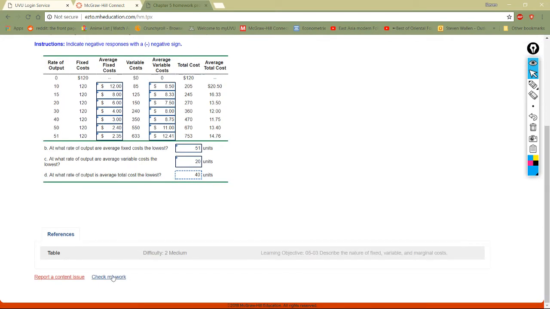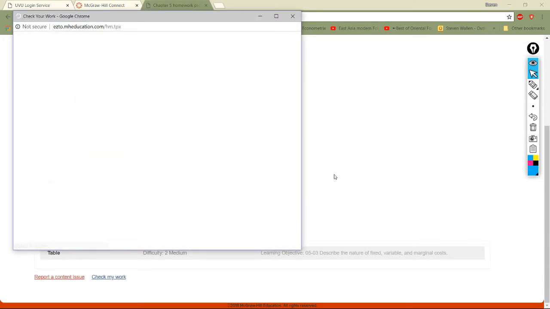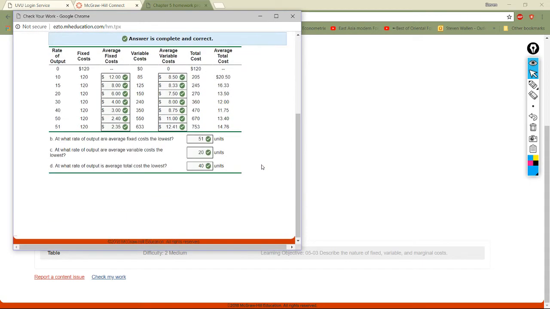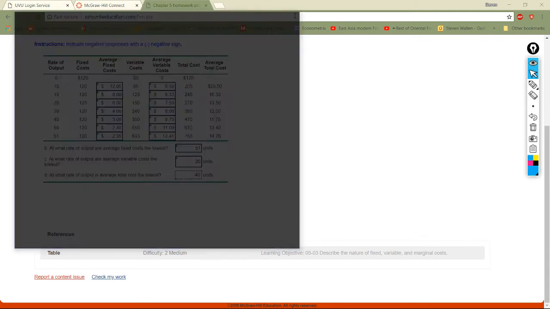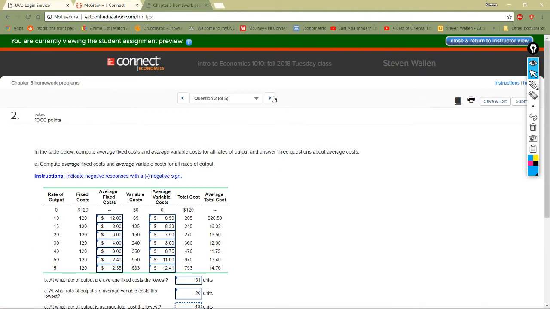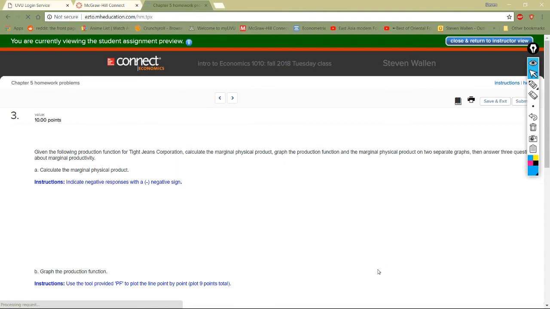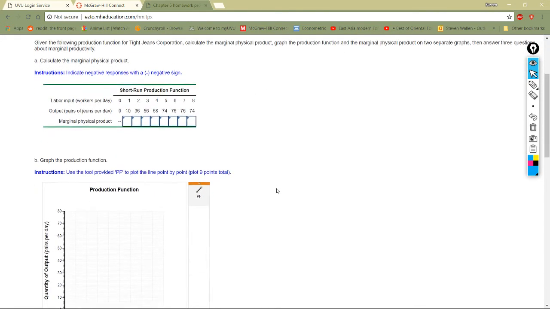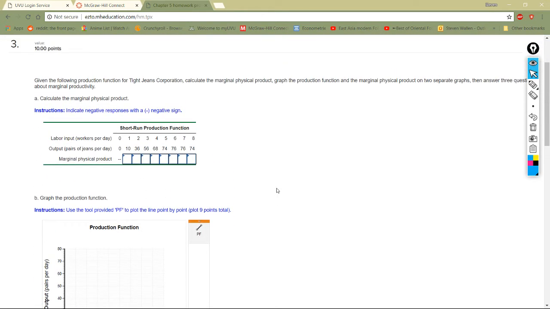Let's check it, shall we? What do you guys think we're going to get? All green. Oh yeah, all green. All right, moving on. You guys survived that long math. Here's got some math, but it doesn't look too bad. All right.